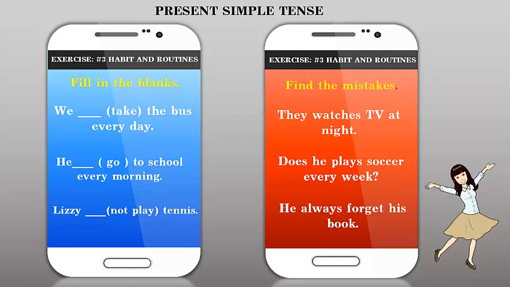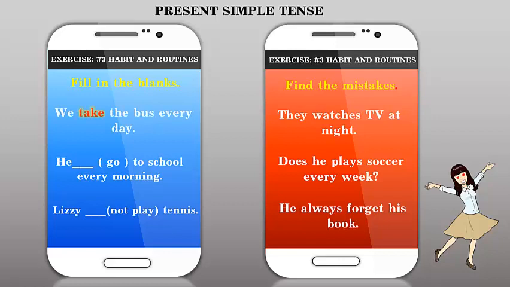The subject of this sentence is we. In the present simple tense, remember, if the subject is I, you, we, or they, we don't change the words. Therefore, the correct answer is we take the bus every day.